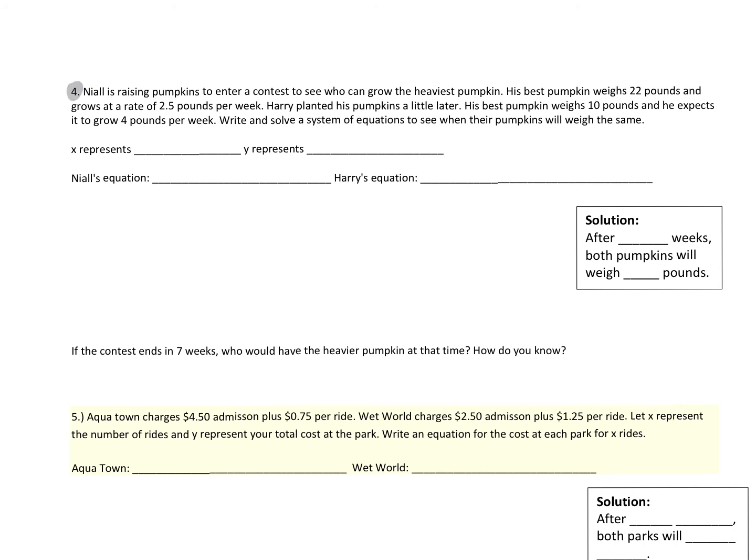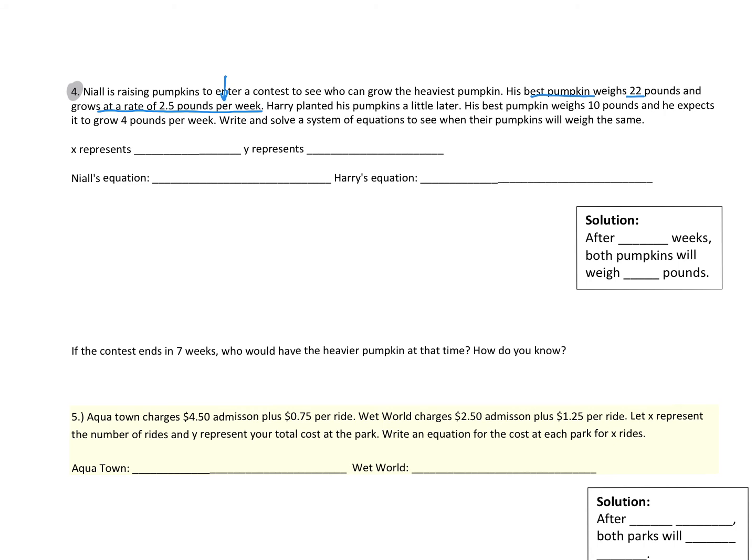So if you guys can find number 4 on the inside, and we're going to solve this one together. It says Neil is raising pumpkins to enter in a contest to try to grow the heaviest pumpkin. His best pumpkin currently weighs 22 pounds and grows at a rate of 2.5 pounds per week. Okay, that part's important. Per week, that kind of tells us what the X is going to be.